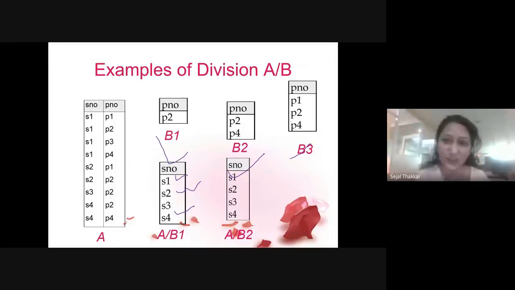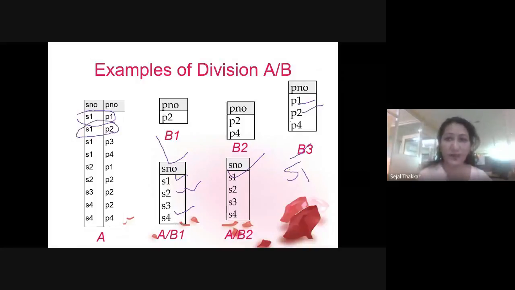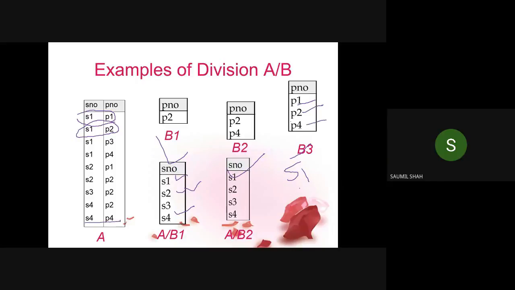You can see here, first you have to relate this P1 from this B3 table, right? From this B3 table, first you have to select this P1. You have to find out P1 is related with the S1, right? So S1 will come as output. Now you are having P2 here. You can see here P2 is also related with the S1. S1 has come as output. S1 is already there. Now you have to relate this P4. P4 is related with S4. So S4 is also going to come as output.